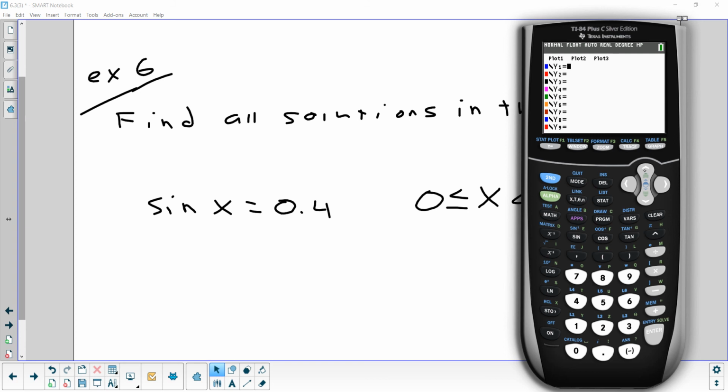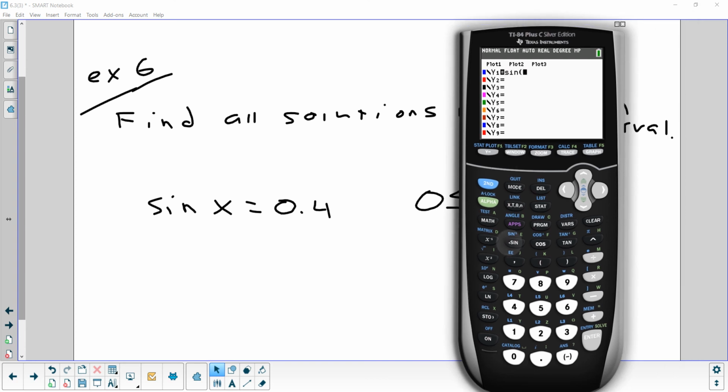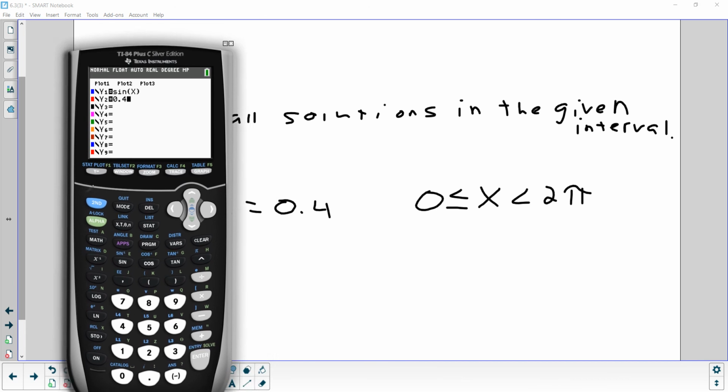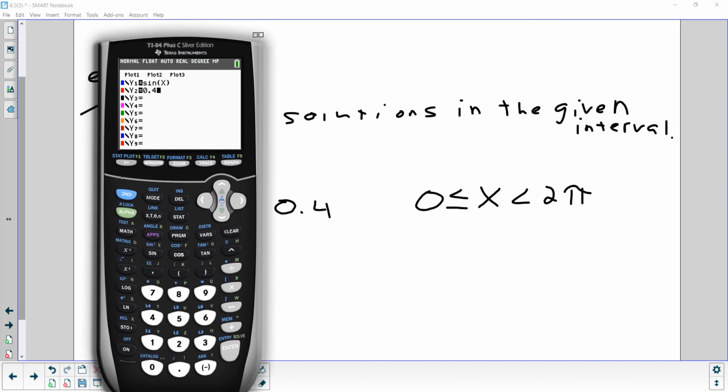Caleb? We could put y1 as sine of x. Yep. And then y2 as equaling 0.4. Yep. And then look for the intersection between both. Yeah. We're going to look for the intersection. Is there anywhere special that we want to focus on when we're looking for the intersection? Nick? Between 0 and 2 pi. Right, between 0 and 2 pi, because remember, this is a wave and a horizontal line. If we didn't focus on that section, how many times would the horizontal line cross the wave?